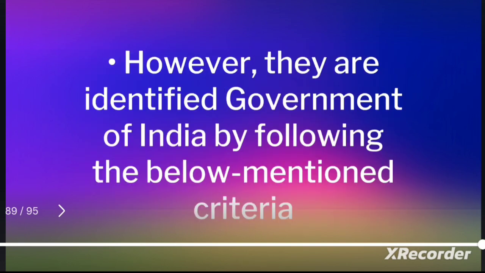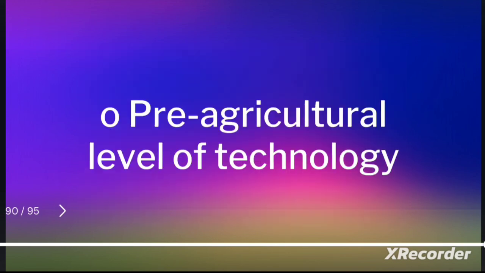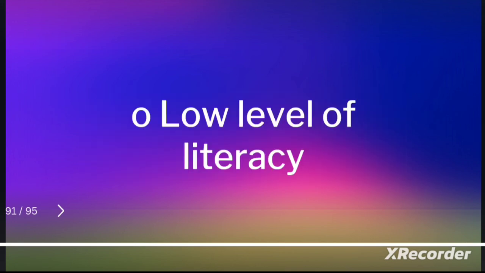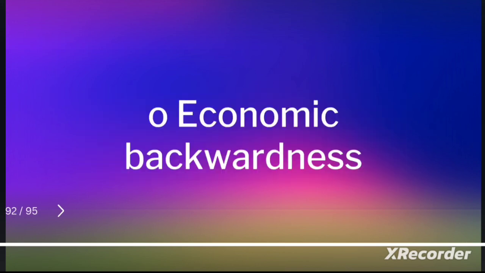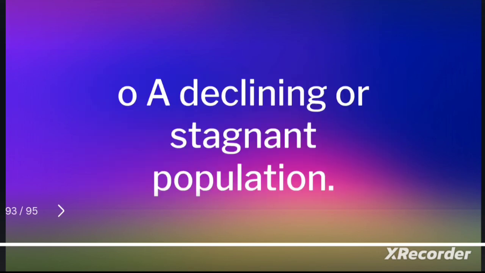However, they are identified by the government of India by the following criteria: a pre-agriculture level of technology, a low level of literacy, economic backwardness, and a declining or stagnant population.